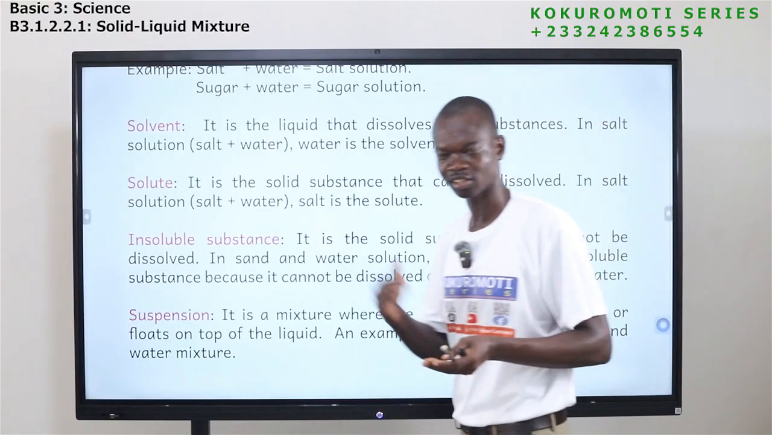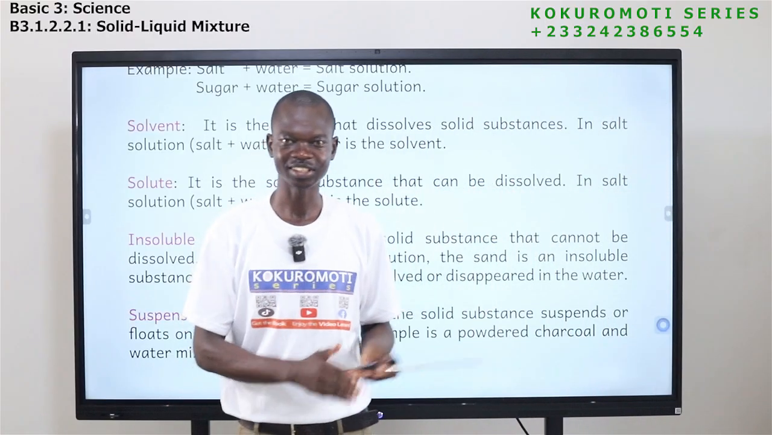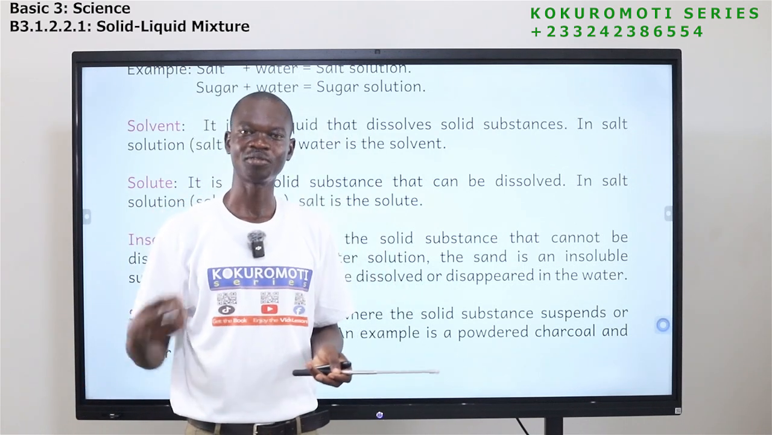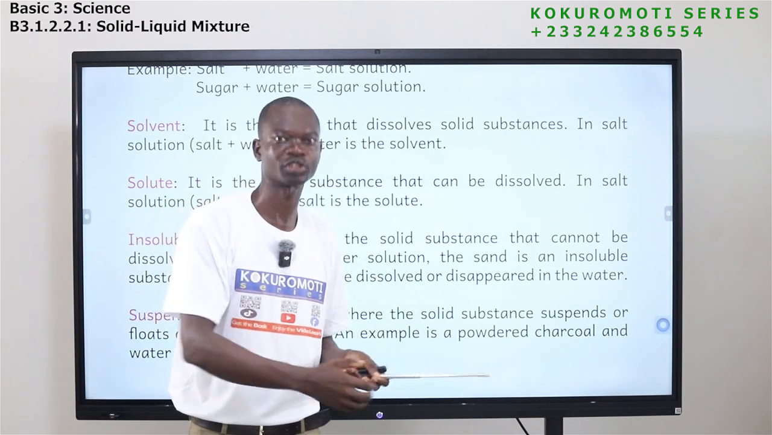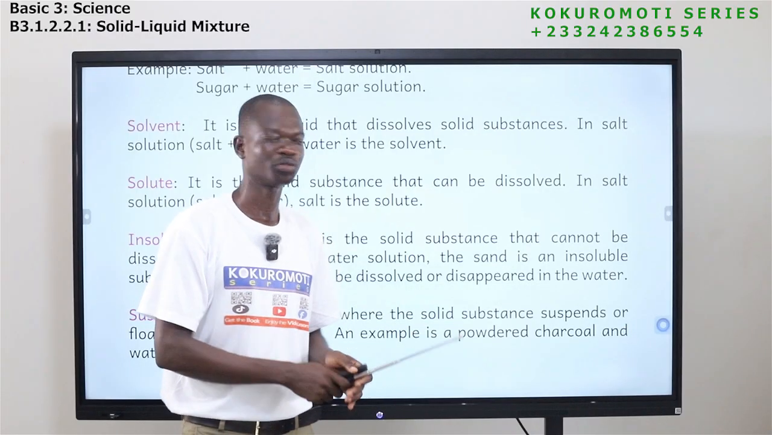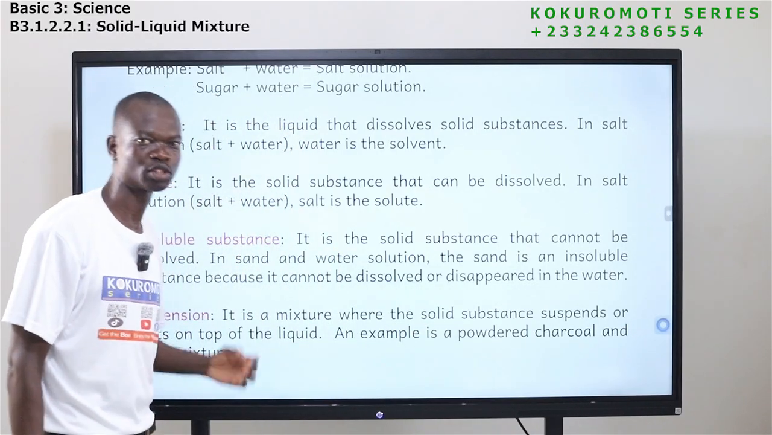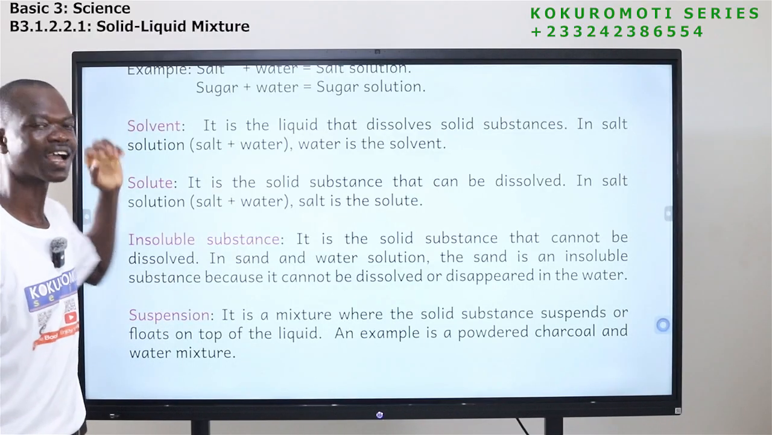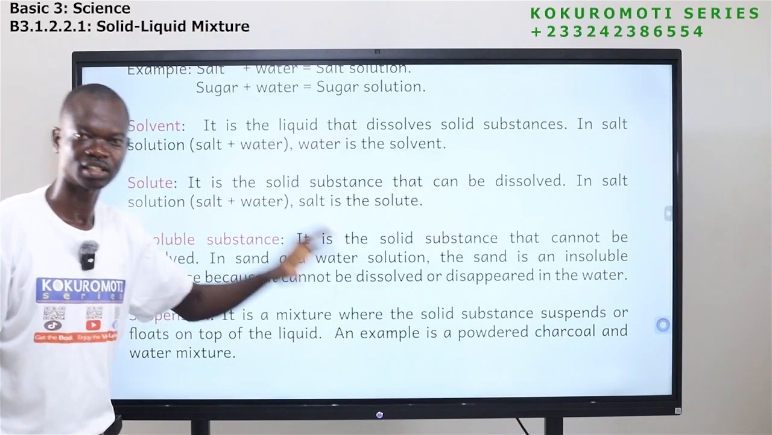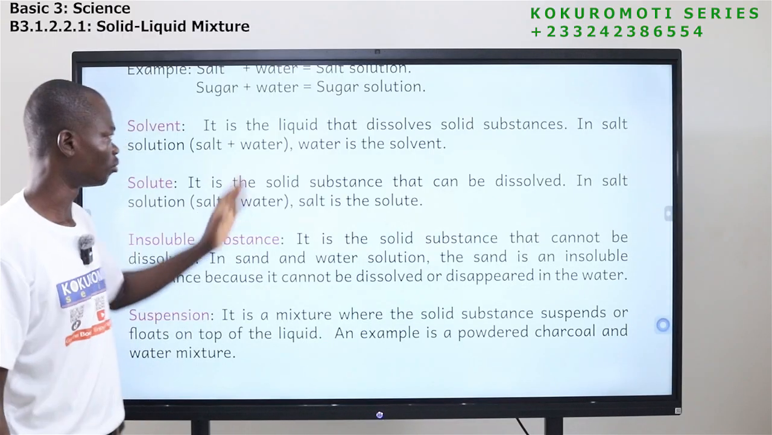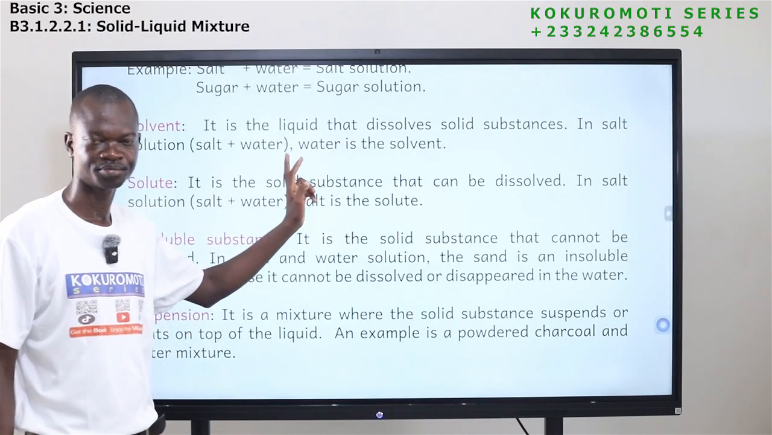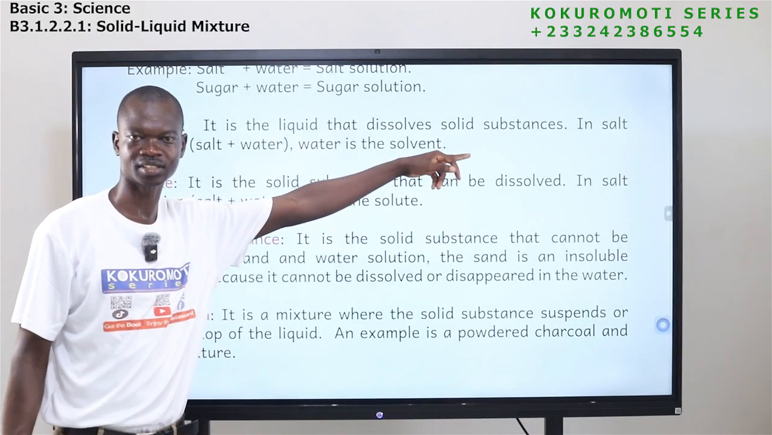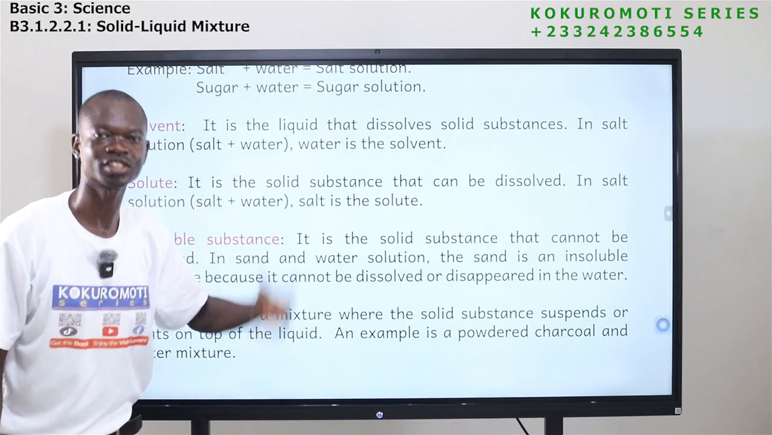So in that mixture, salt and water, the salt is a solid, the water is liquid, and in this case the water, which is liquid, has dissolved the salt, which is what? Solid. So we say water is what? Solvent. So all solvents are able to dissolve the other, and mostly they are liquid. So it is the liquid that dissolves solid substance. Dissolve means to cause it to disappear.